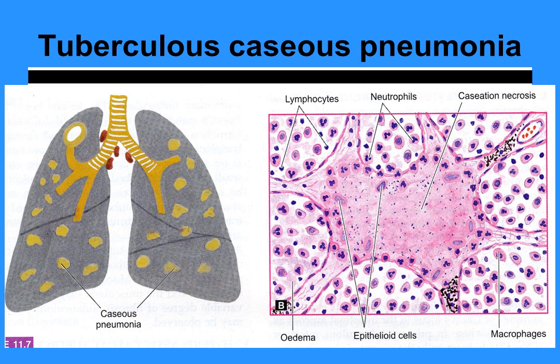In caseous pneumonia, there will be generalized spread to the lung parenchyma, and you will see foci composed of a few epithelial cells and extensive caseous necrosis. There will be a lot of neutrophils and it will have a pneumonia-like picture.